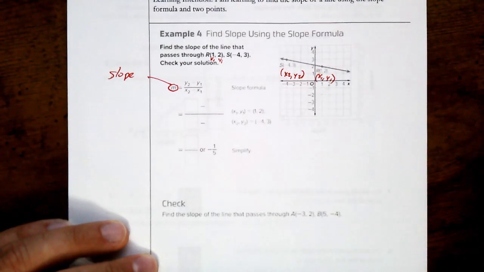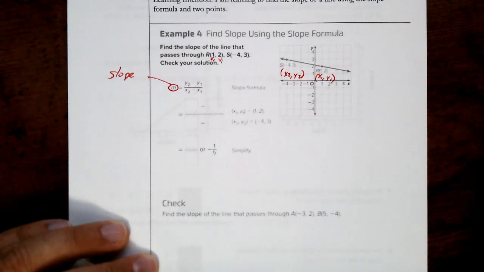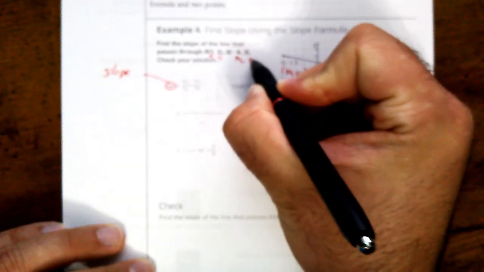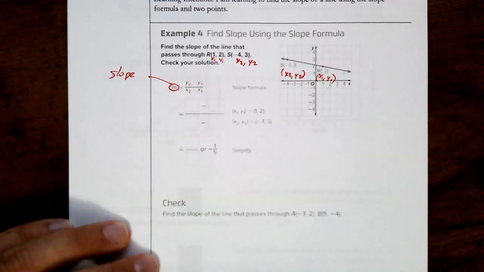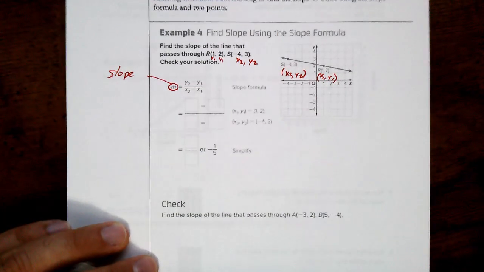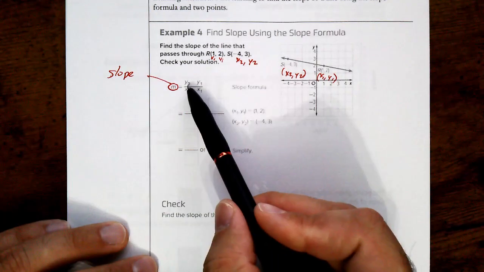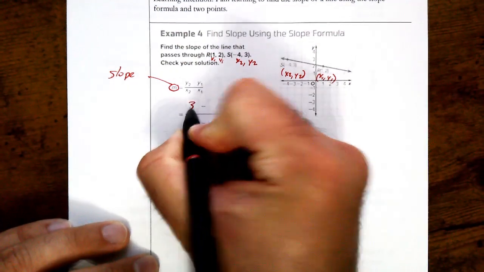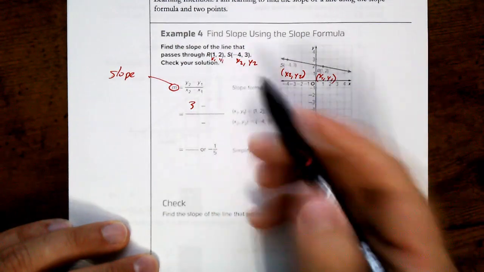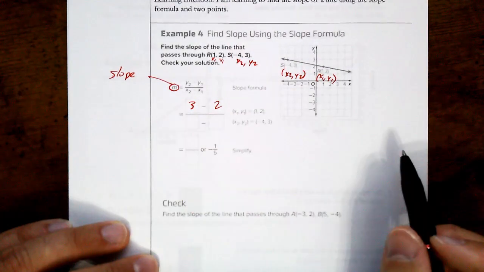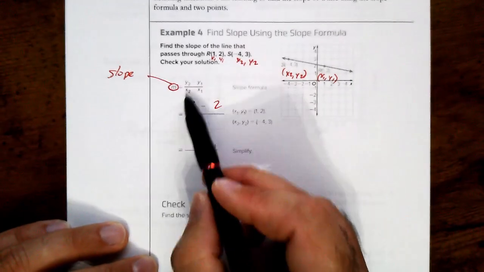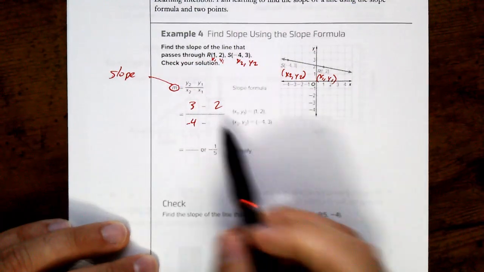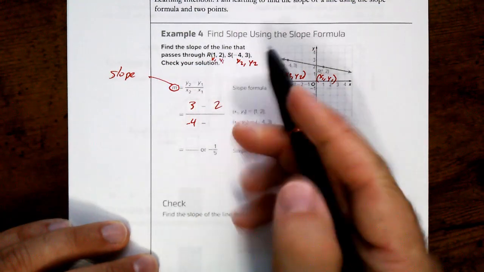So we're just going to plug these points in. x2, y2. Okay. Plug it in. y2 is 3. y1 is 2. x2 is negative 4. x1 is 1.